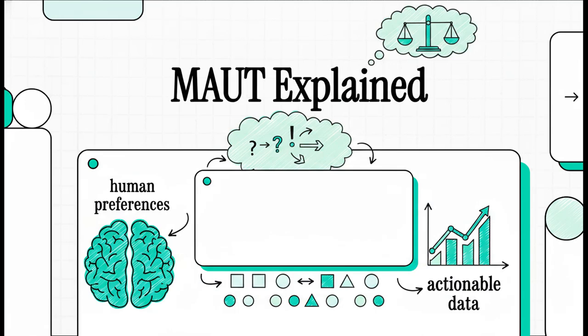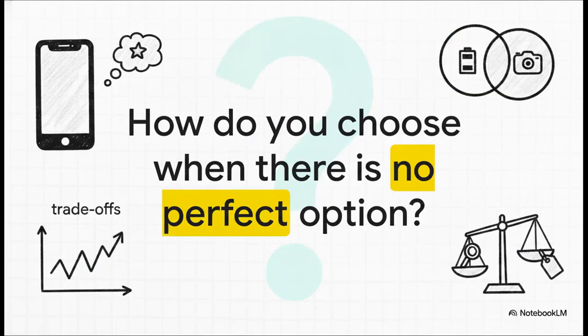Look, if you've ever felt completely paralyzed by a complex choice, well, you are in exactly the right place. Today, we're going to decode the complex mathematics of decision-making. We're breaking down a really fascinating framework known as multi-attribute utility theory. As you'll see, we can actually take our messy, complicated human preferences and turn them into hard, actionable data. Okay, let's dive into this.